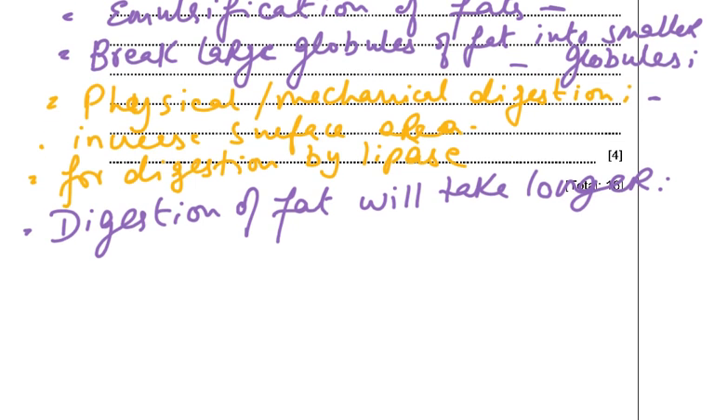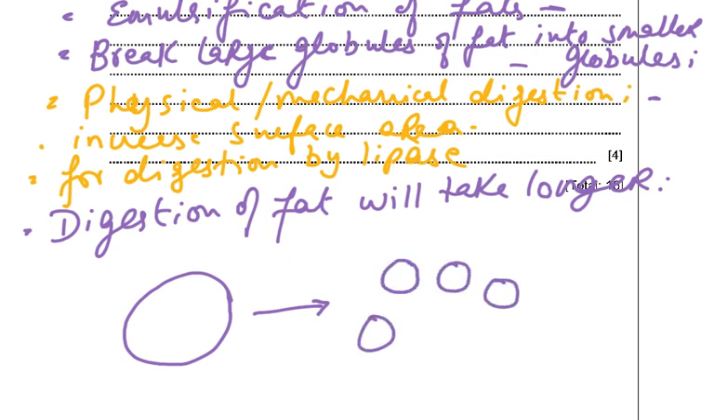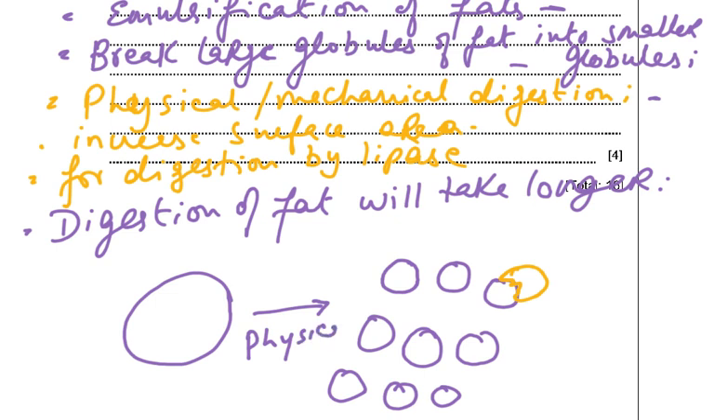Now, you've got to imagine that this is one large globule of fat. Now, the bile salts are going to make them into smaller globules. When they make them into many smaller globules, one large globule, six smaller globules, now what is going to happen? The enzyme lipase is going to work on them. This is the enzyme lipase. So the enzyme lipase will now be able to digest it more quickly. Lipase is chemical digestion, but emulsification of fats is physical digestion. You see, this is just breaking up the large globule into smaller globules.